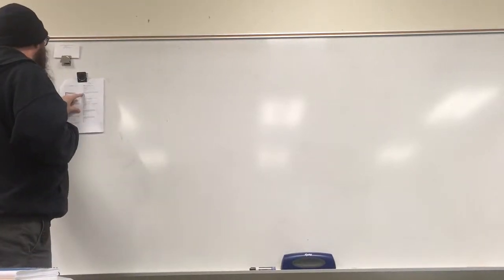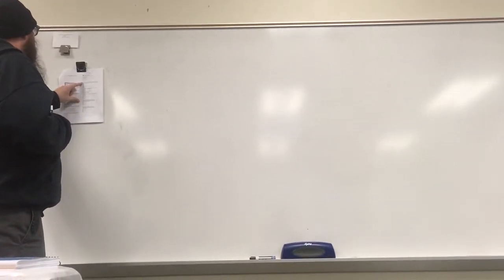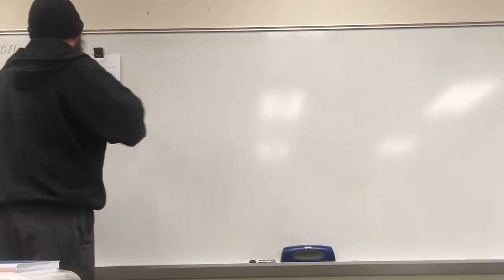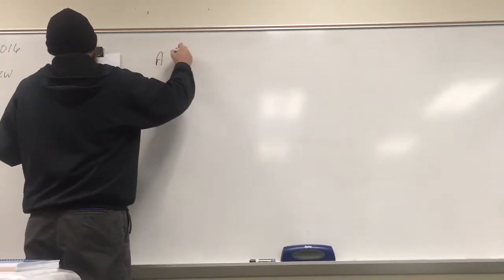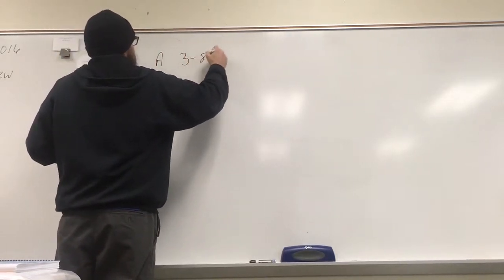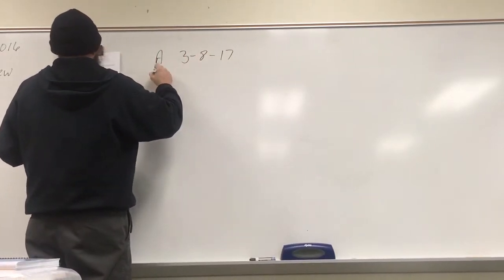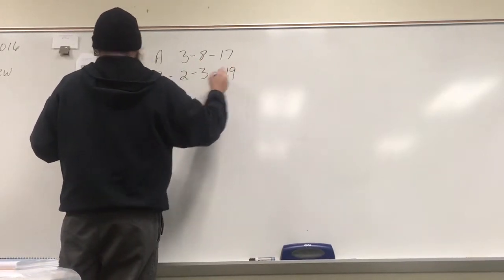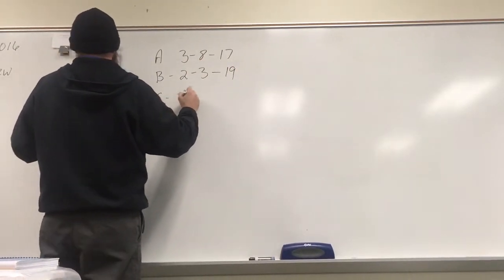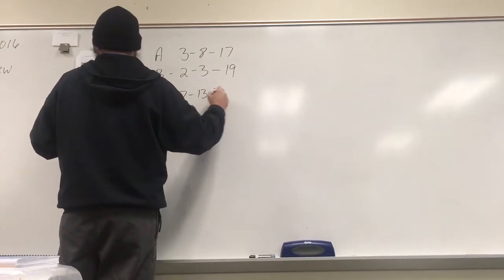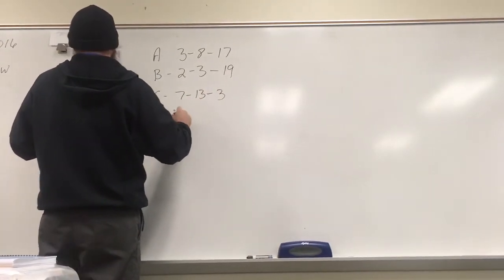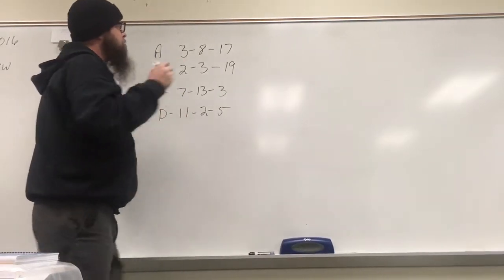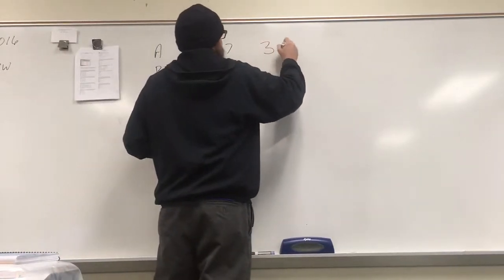All right, let's look at the next one. Tala's locker combination consists of 3 prime numbers. So A is 3, 8, 17. B is 2, 3, 19. C is 7, 13, 3. And D is 11, 2, 5. And we must have 3 prime numbers.